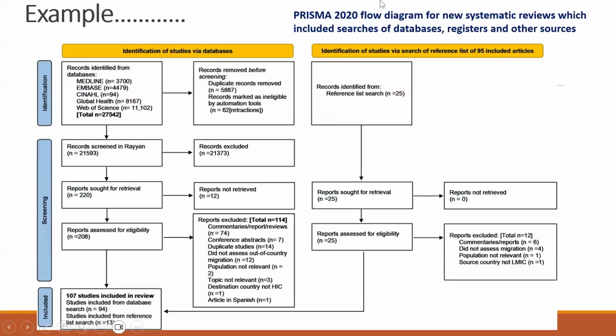So this is one of the examples which you can go through. Here they had used only the reference list to search for the articles. So you will be reporting the inclusion of the studies separately, that is 94, and how many final studies you have included can also be reported separately.